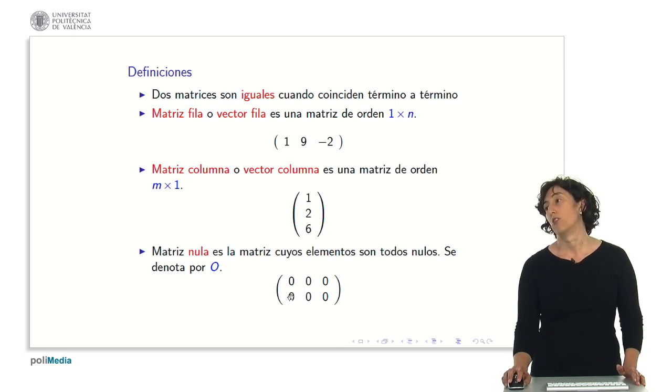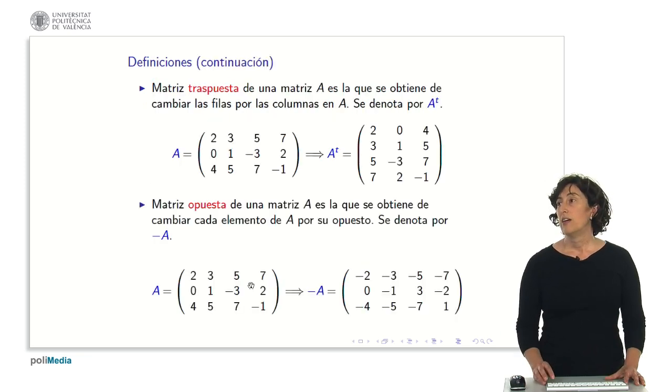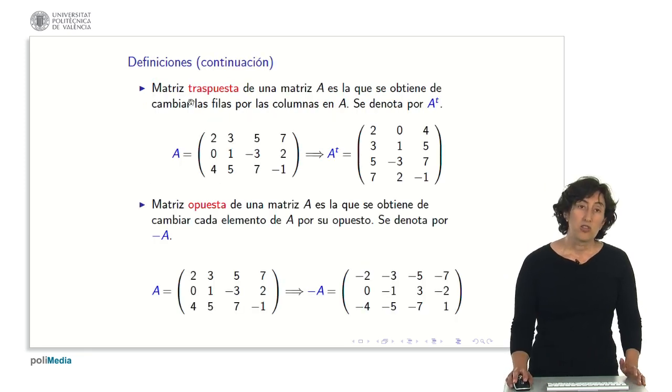For example, this is a null matrix of size 2 rows, 3 columns. And normally we will denote it with a capital O. All its entries are 0. Another important type of matrix is the transpose of a matrix.